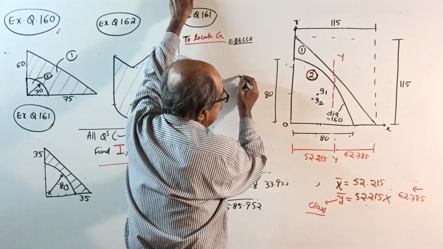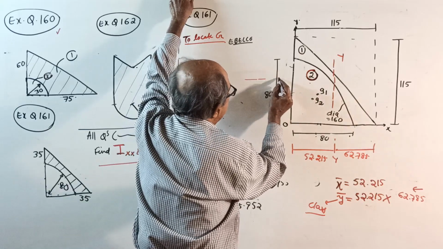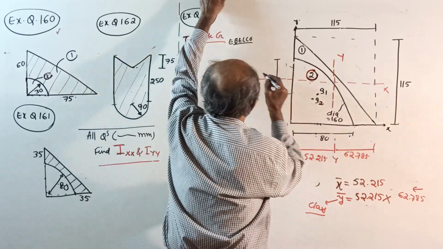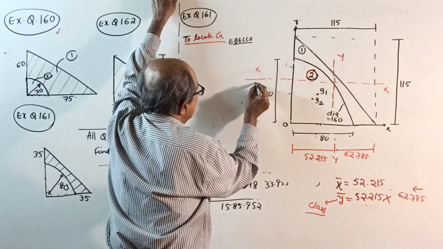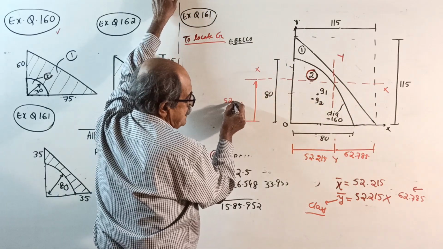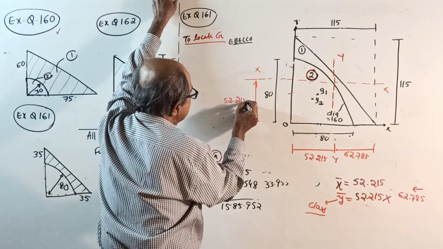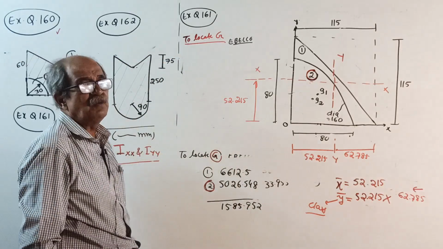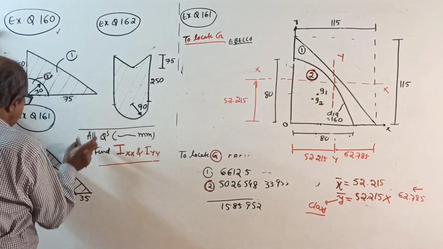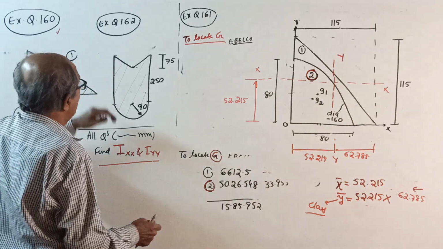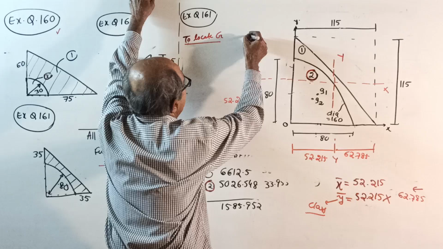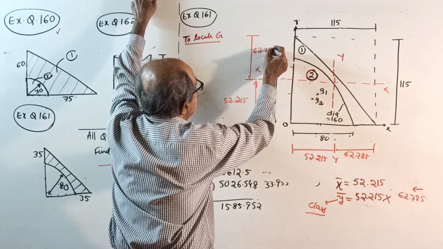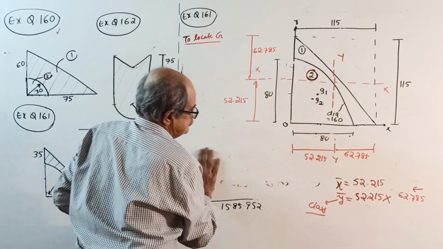Settle down. Okay, Nisha. Here, okay. Without disturbing anything. See, that's why be careful. Okay, start. This is 52.215. Last time, see, last time this was 75, this was 60. So x bar, y bar were different. But this time both are equal. Both are equal. So x bar, y bar came the same. Okay. Then from top it will be how much? 62.785.